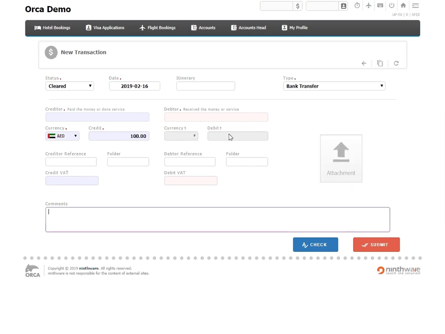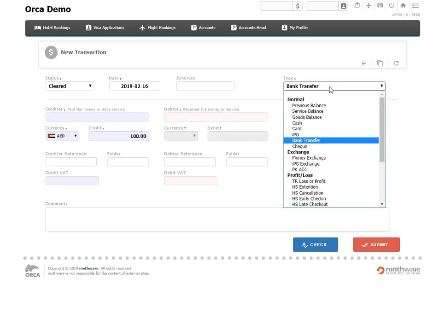As you see, the currency and the debt amount are blocked here, because once you are receiving the money in your cash, for example, of course, the client is paying 100 dirham and you are receiving 100 dirham. So no need to put any debt also.